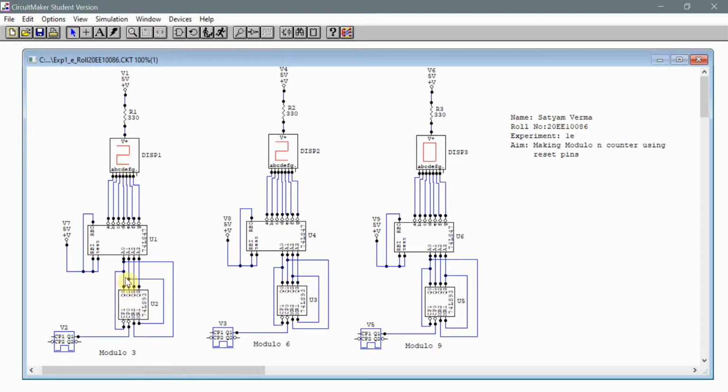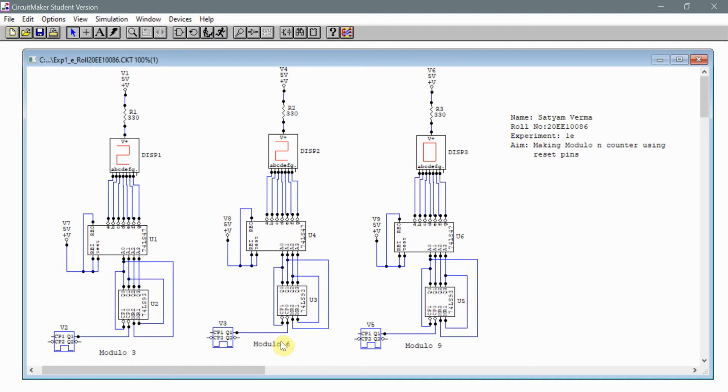So the first instance when this happens is at binary input 0 0 1 1, that is equivalent to 3 in the decimal system. So as soon as this counter reaches 3, it gets reset to 0. So therefore we would get an output of 0, 1 and 2 in this particular circuit, therefore modulo 3.